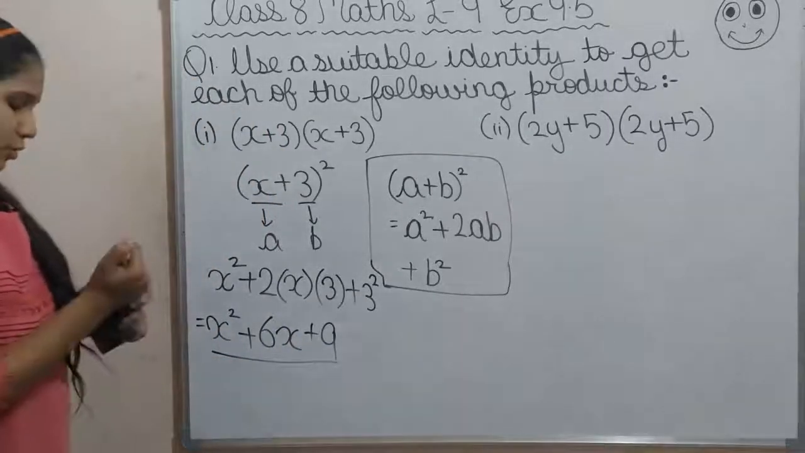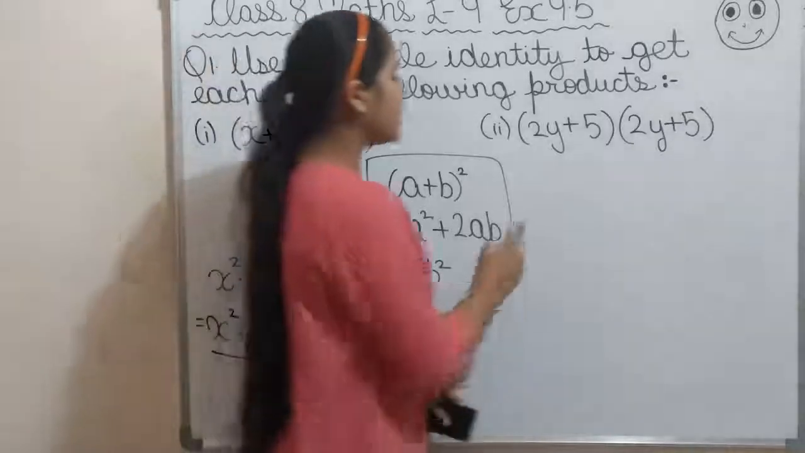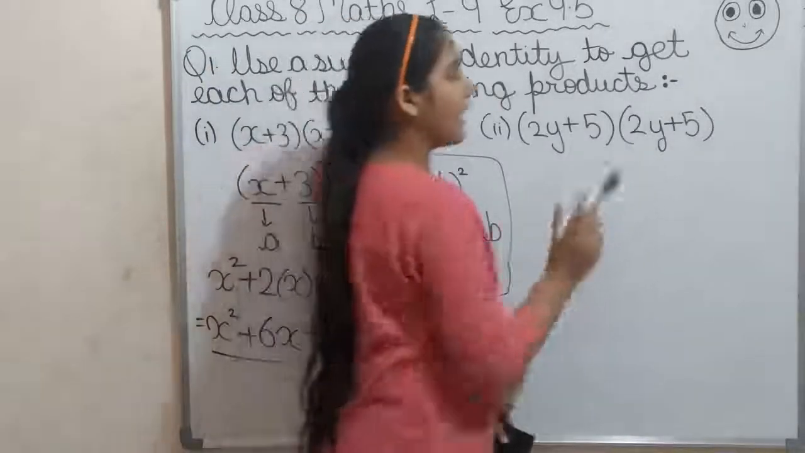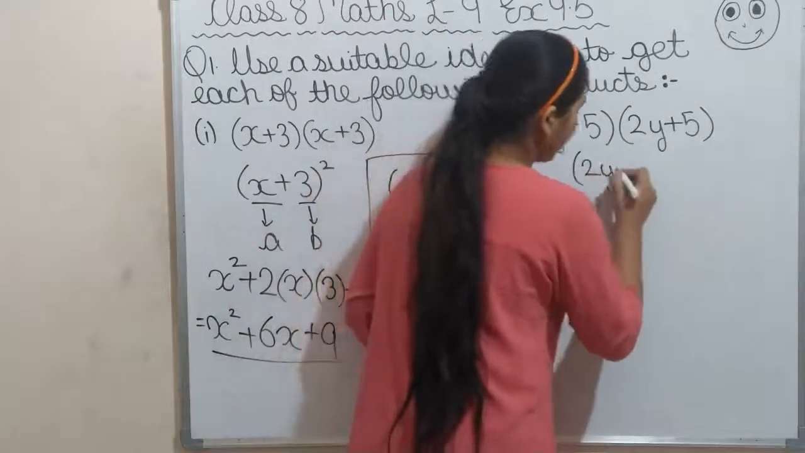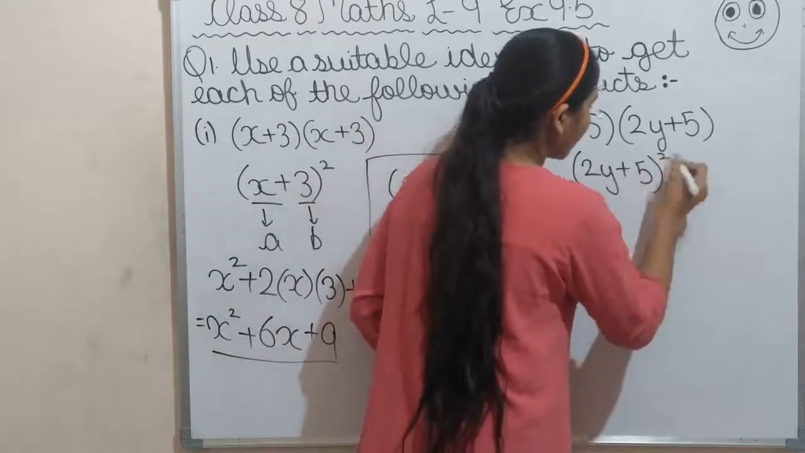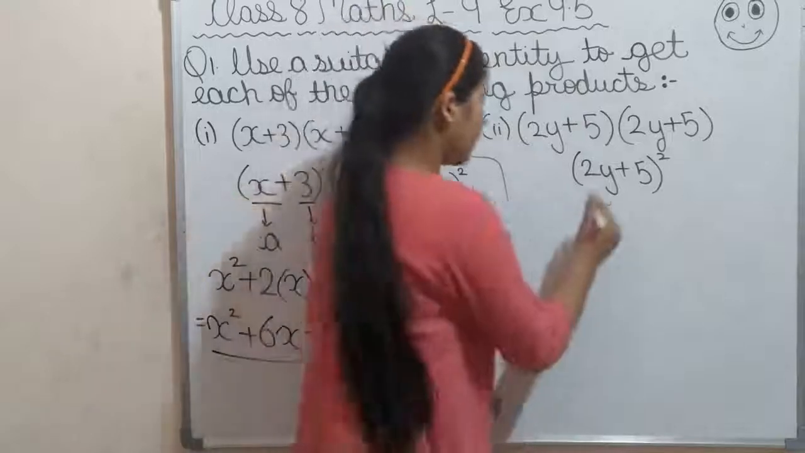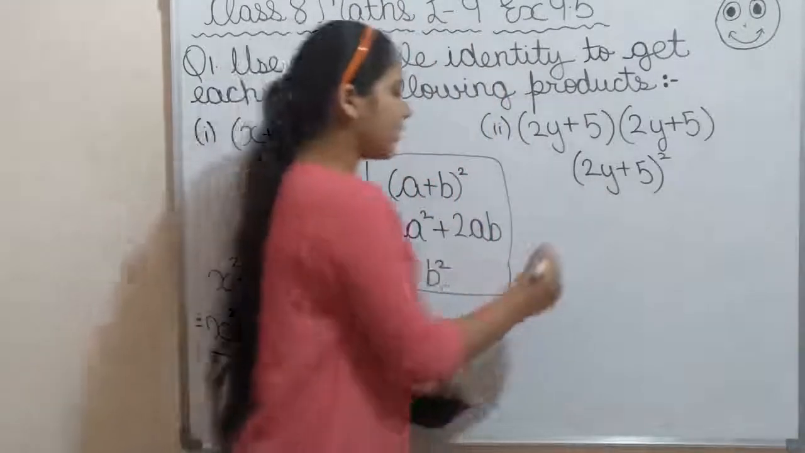So let's move towards the second part. The second part is 2y plus 5 into 2y plus 5. Again we can write it as 2y plus 5 whole square, because they are multiplied 2 times. So a and b first we have to write.